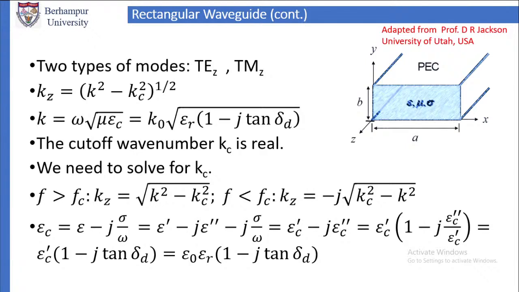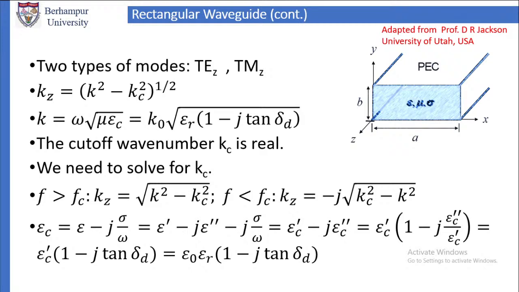Now this rectangular waveguide can support two types of mode that I have told you already: the TEz mode or the TMz mode. TEz mode means the electric field is transverse to the direction of propagation z. TMz means the magnetic field is transverse to the direction of propagation z.